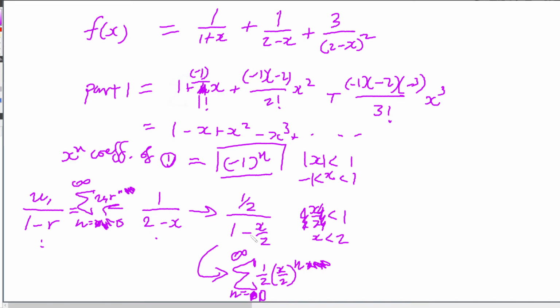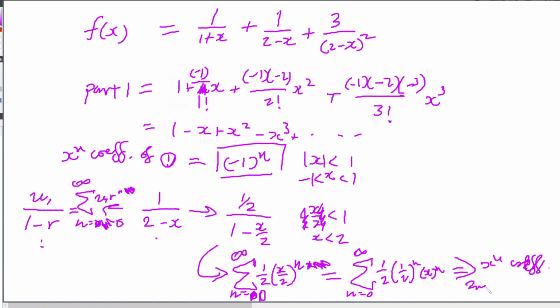for simplicity. And so if we were to take this 1 over 2 out of this bracket, we'd find that this is the sum from n equals 0 to infinity of 1 over 2 times 1 over 2 to the n times x to the n, which conveniently tells us that our x to the n coefficient of the second part is 1 over 2 to the n plus 1.